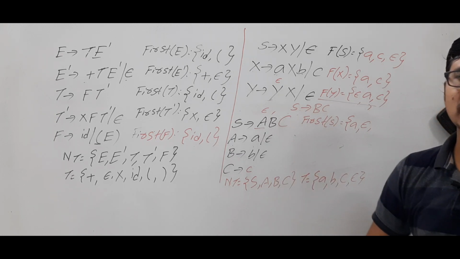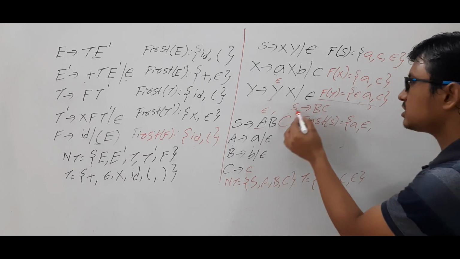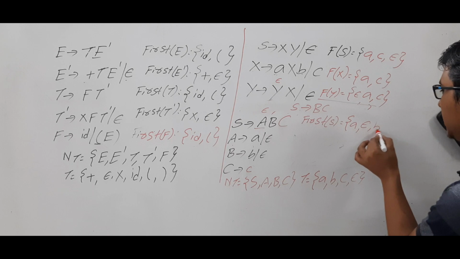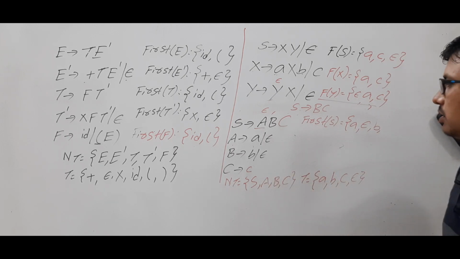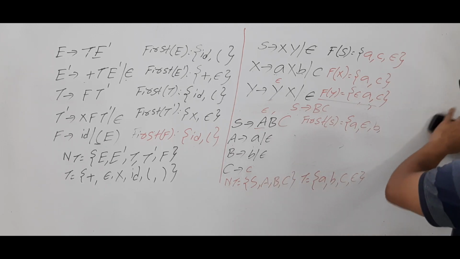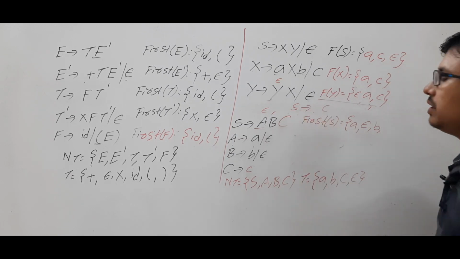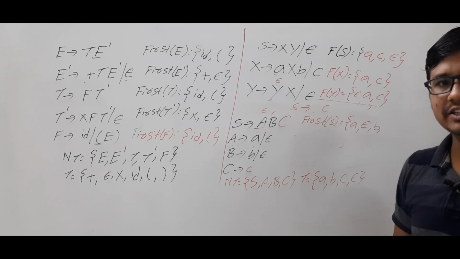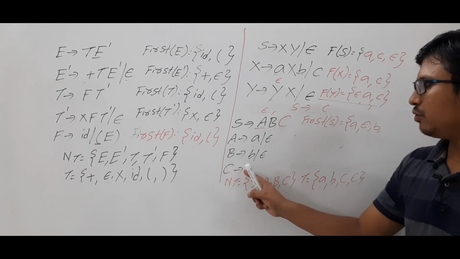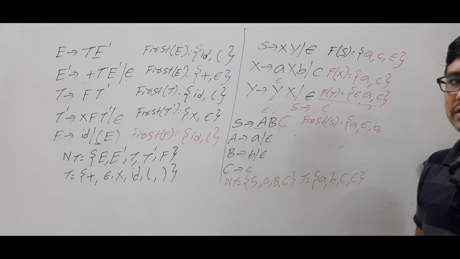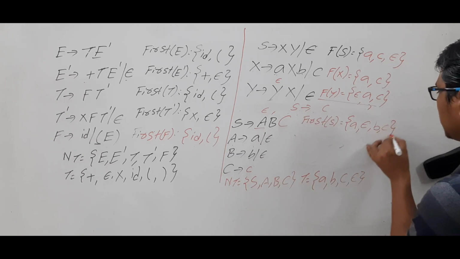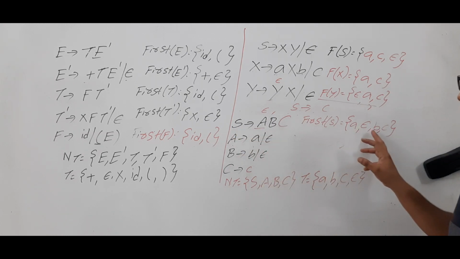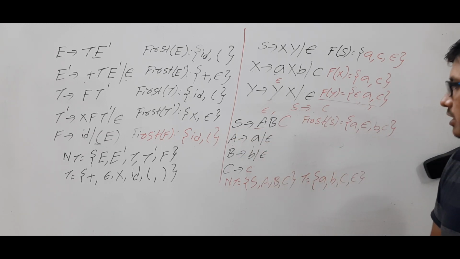If you have a production like S determines BC, first of S will consist of first of B. What is first of B? b comma epsilon. Already I have considered the epsilon. So even this one also has the epsilon. So if you keep the epsilon here, the production will look like S determines C. So what you have to do? You have to compute the first of C, which is equal to c. I hope you have understood. First of S consists of a, b, c, epsilon.